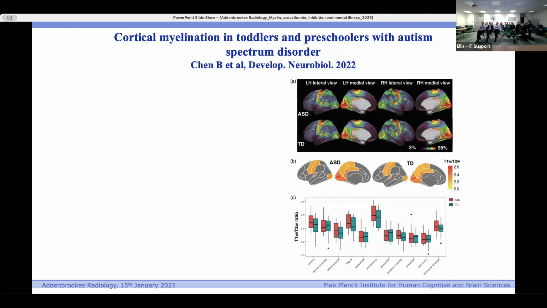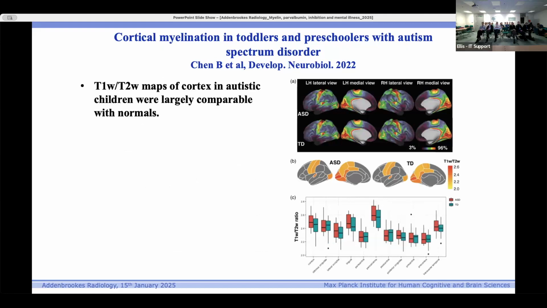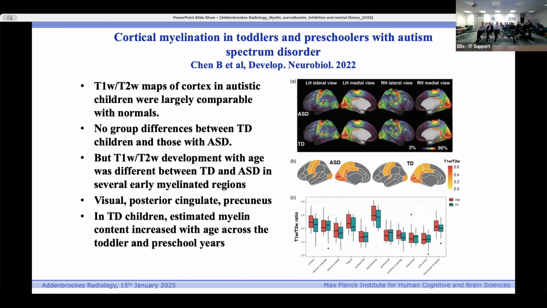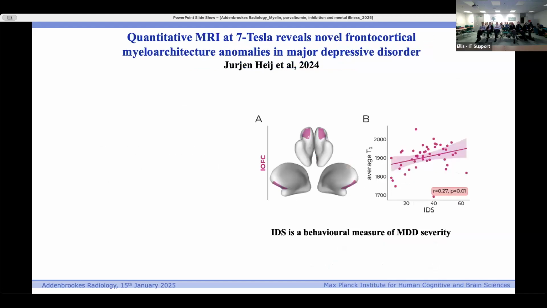Another study of autism was done by Chen et al., published in 2022, looking at toddlers and preschoolers with autism and with ASD. What they found was that their T1 weighted over T2 weighted maps were largely comparable with normals. So there were no group differences, but the development with age was different between typical and ASD children in several early myelinated regions. In normal children, estimated myelin content increased with age across toddler and preschool years, but not in children with ASD. So there's another smoking gun.